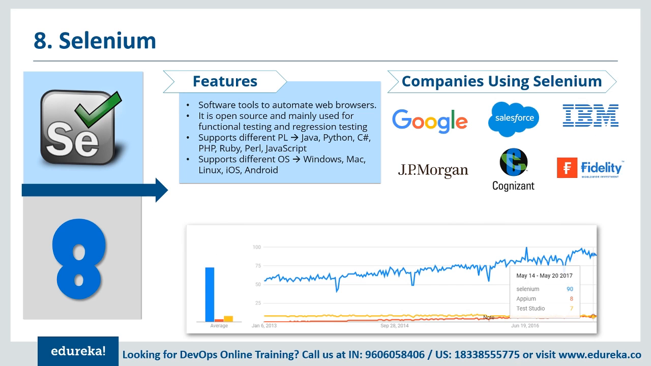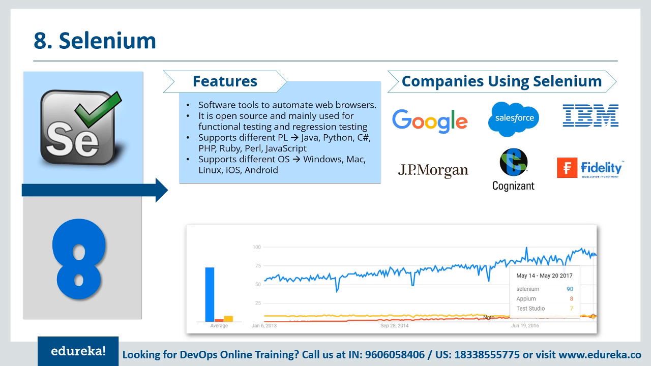Then it comes down to Selenium. So Selenium is, again, an open source tool. That's the main advantage of Selenium. And basically Selenium is used to automate the entire testing, especially for web applications. So if we want to test web applications, then Selenium is the most popular tool for doing that, right?